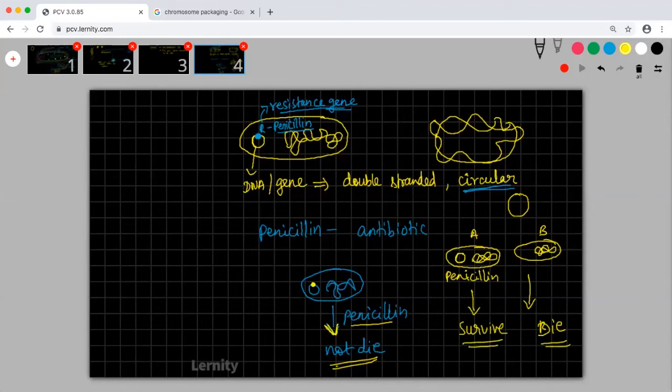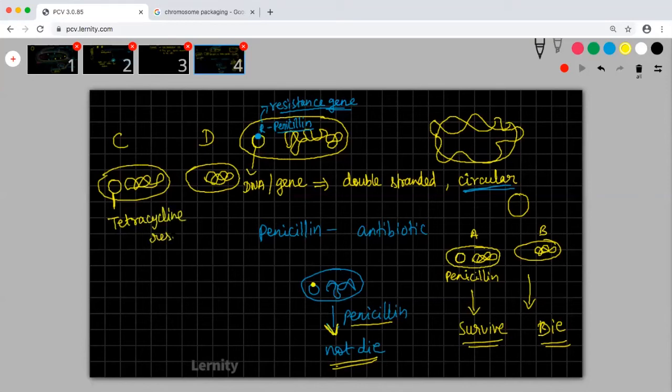Okay. So now let me give you one more example. Let us say that there is a bacteria C and there is a bacteria D. This bacteria is not having plasmid. This bacteria is having plasmid, but the plasmid is having tetracycline resistance. What is tetracycline resistance? This is an antibiotic. For this particular antibiotic, it is offering resistance. So now I am going to put penicillin.